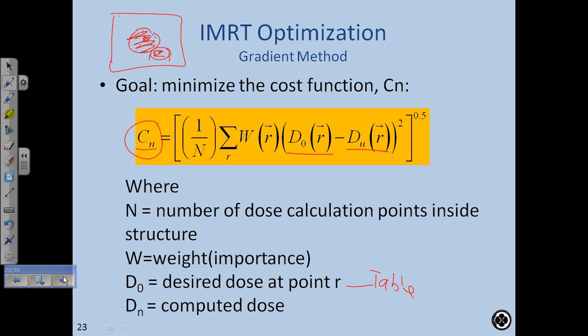So this can go over many, many times. I mean, XCO usually has a limit of 100. You stop it after 100 iterations. Eclipse, it'll go on forever if you want it to. So you can set thresholds where it stops optimizing.